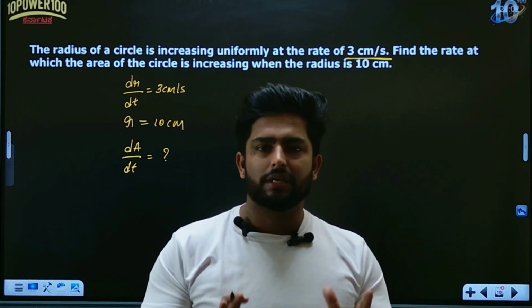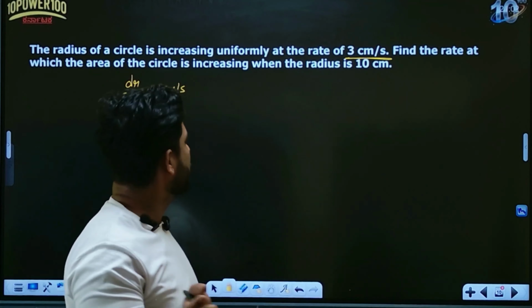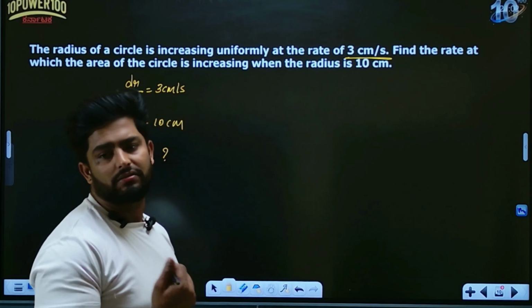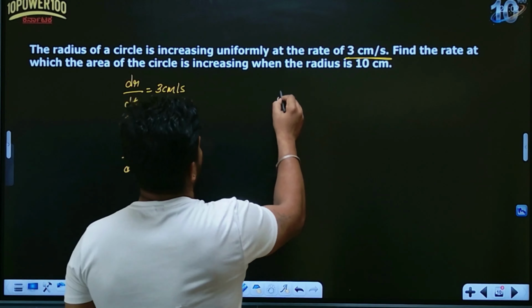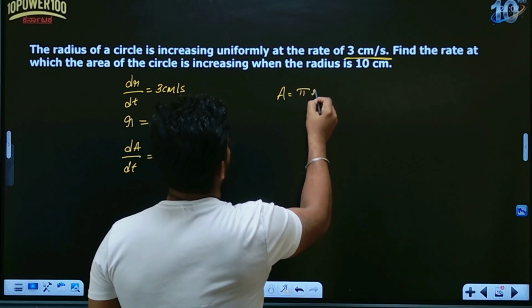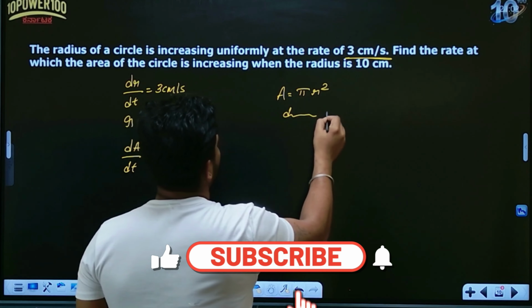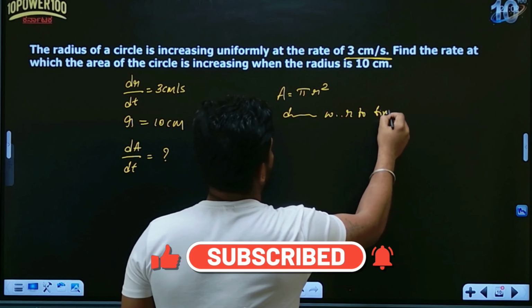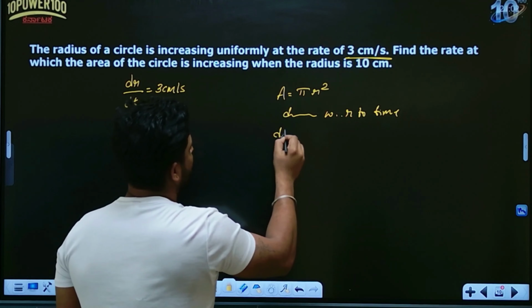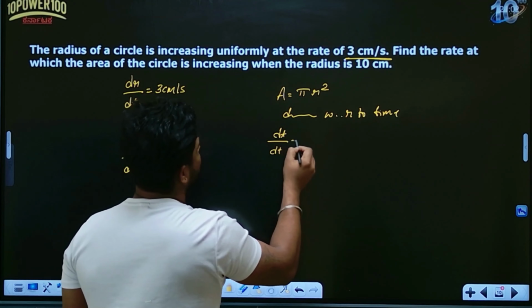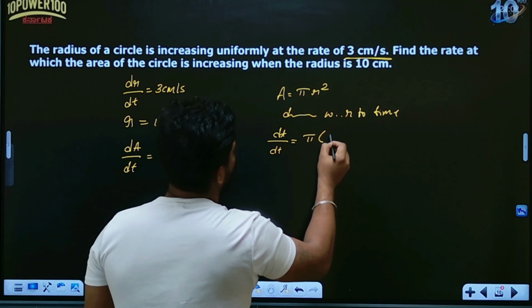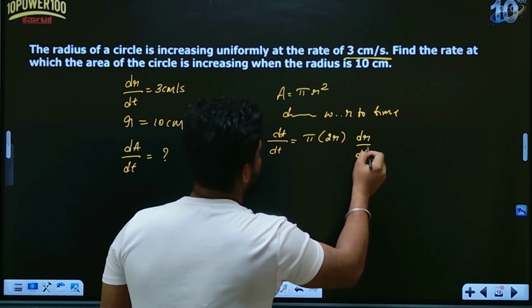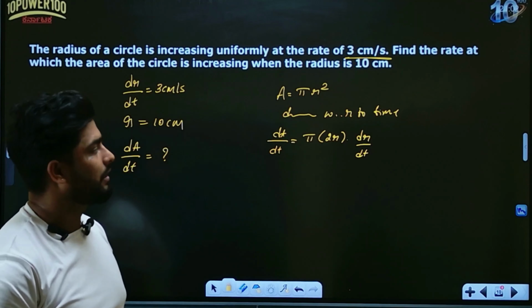In this question the strategy is to start with the original formula. The area of a circle is pi r square. So start with that: area is equal to pi r square. Now differentiate with respect to time. So dA by dt is equal to pi into the differentiation of r square, which is 2r, into dr by dt. Since we are differentiating with respect to time, we differentiate the radius as well.